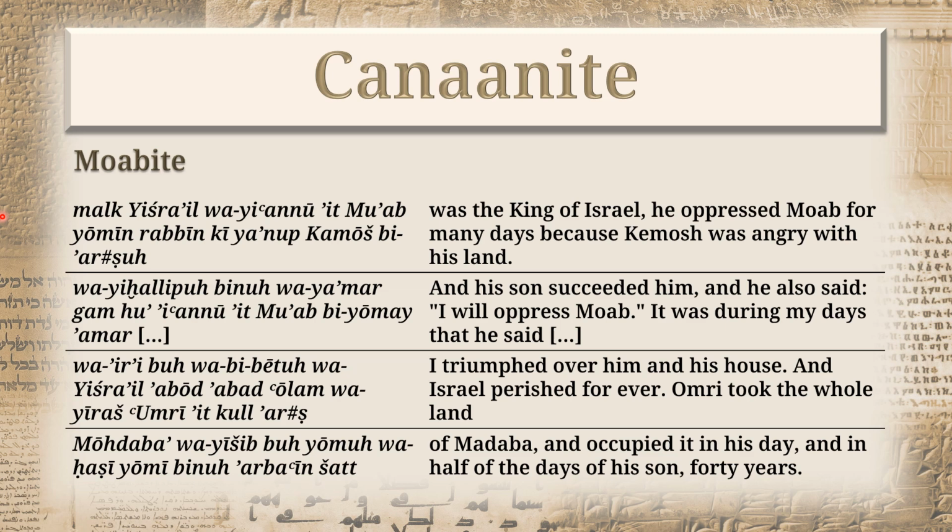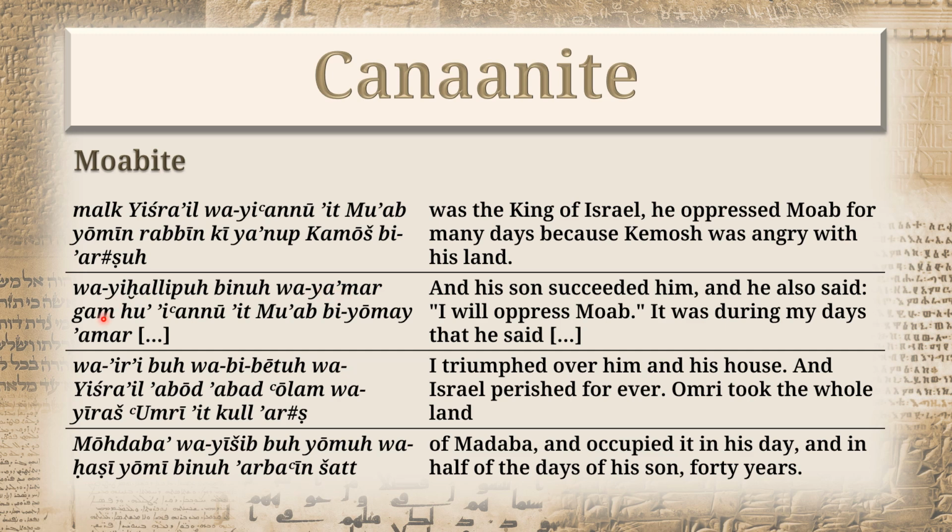Okay, let's do it chunk by chunk. So Omri Malk Yisrael. Omri was the king of Israel. Wa ya'annu et Moab. He oppressed Moab. Yomin Rabin, for many days. Ki ya'nub Kamosh bi artsuh, because Kamosh was angry with his land. Wa yakhallipuh binuh, and his son succeeded him. Wa ya'mar gamhu, and he also said, I'annu et Moab, I will oppress Moab.